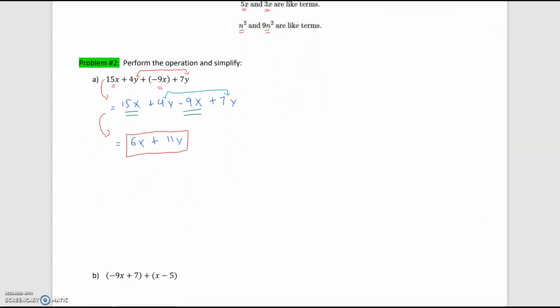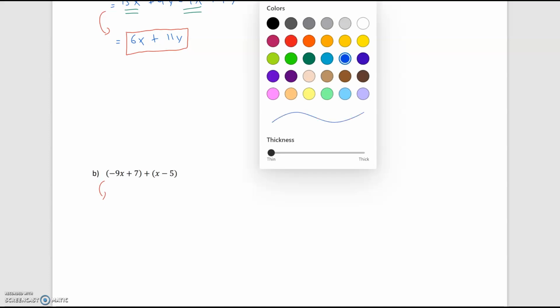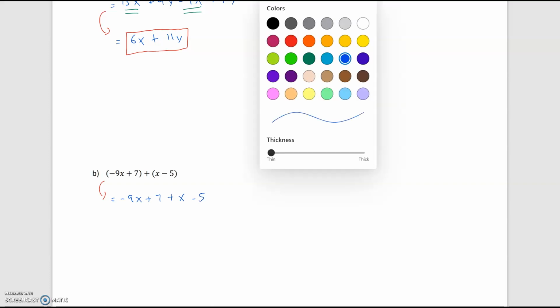Let's move into problem B. In problem B, we have to look out for the distributive property. There are no values on the outside of any of these, so we can just drop the parentheses. We couldn't drop the parentheses if there were constants on the outside of those. So this is negative 9x plus 7 plus x minus 5.